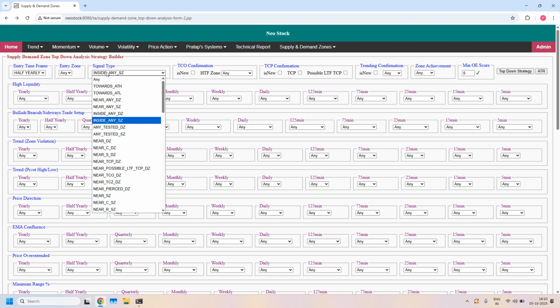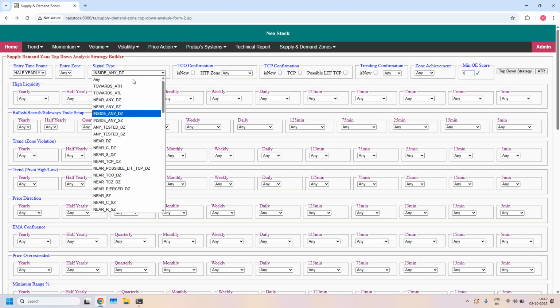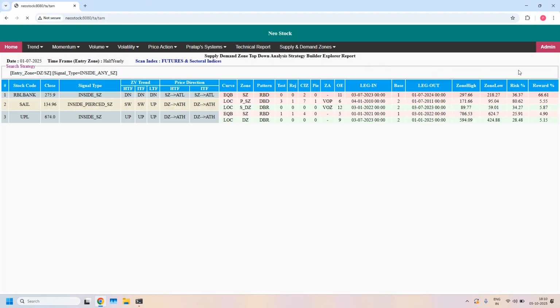Half yearly time frame. Price closed inside half yearly demand zone. We got 6 stocks. Next, price closed inside the half yearly supply zone. We got 3 stocks.